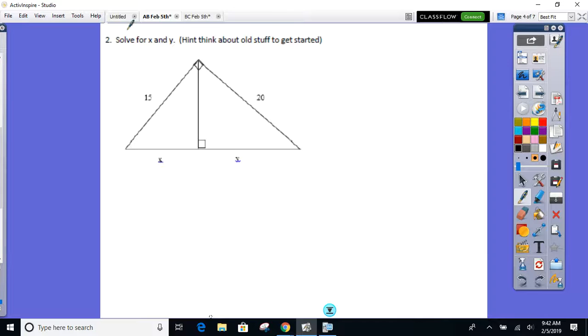Why can't I eliminate SAS right off the bat? There's nothing about the altitude. Nothing.